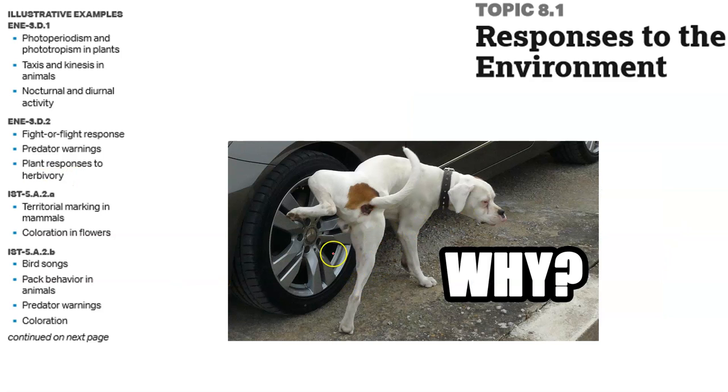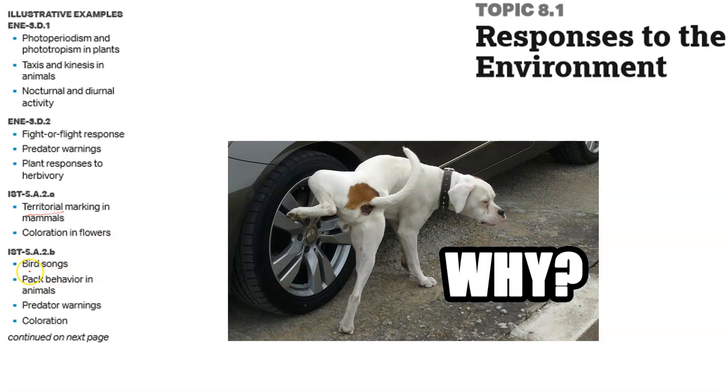Territorial markings. Obviously, you've seen this before. Whenever you've seen a dog pee, it's trying to mark its territory. Very common behavior, right? Territorial marking. Coloration of flowers. Obviously, flowers are different colors for different reasons. Oftentimes, when you see something that is a bright color in nature, it's to ward off predators or, in some cases, to attract pollinators, something like that.